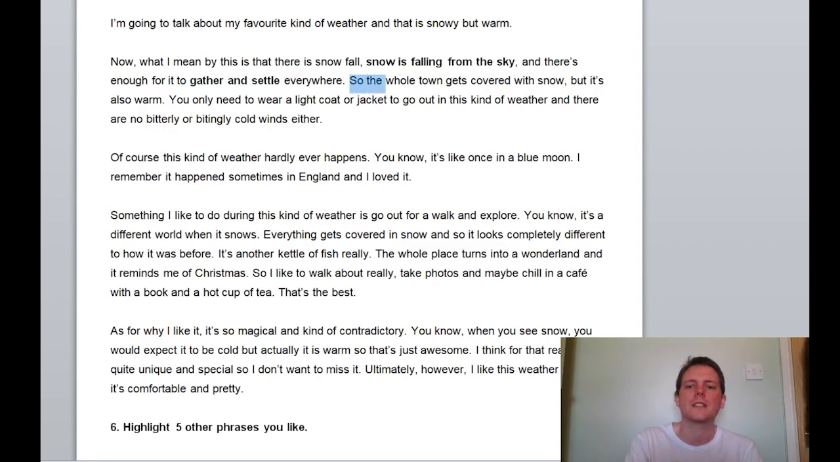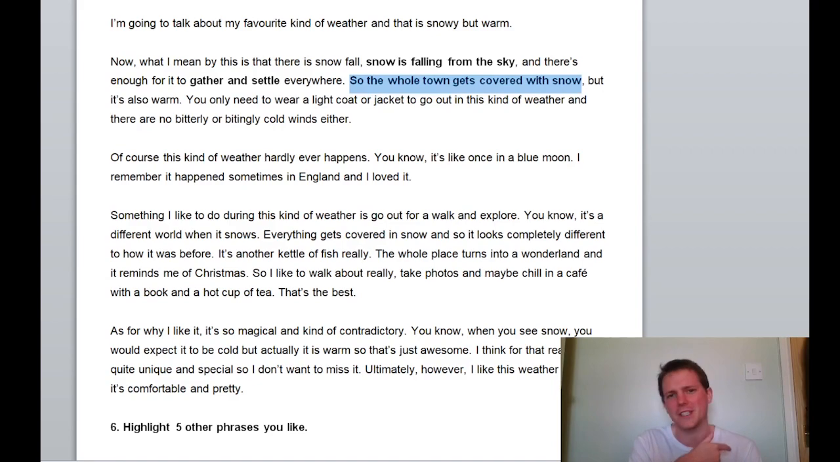So the whole town gets covered in snow. This again, I'm kind of paraphrasing what I just said. I already said gather and settle everywhere, and now I've pretty much said the same thing. It's not exactly the same thing. I'm referring to the town here, but it is pretty close. But still, that's a good thing.